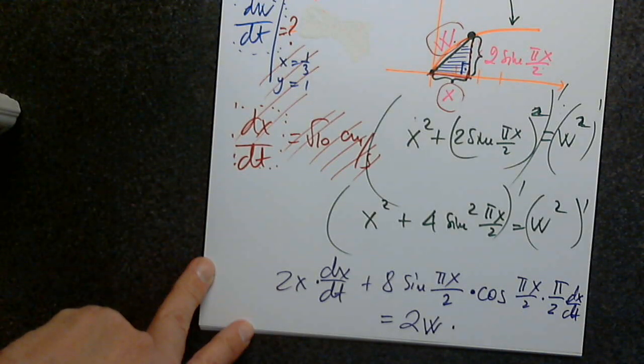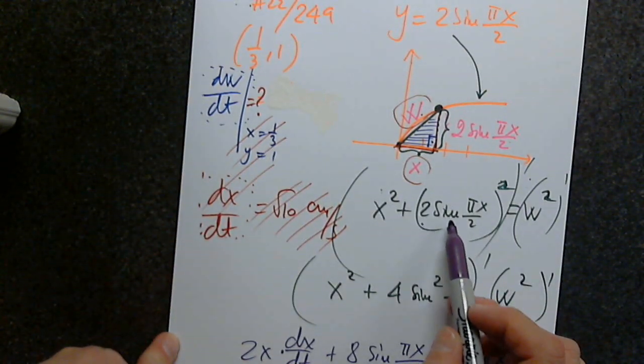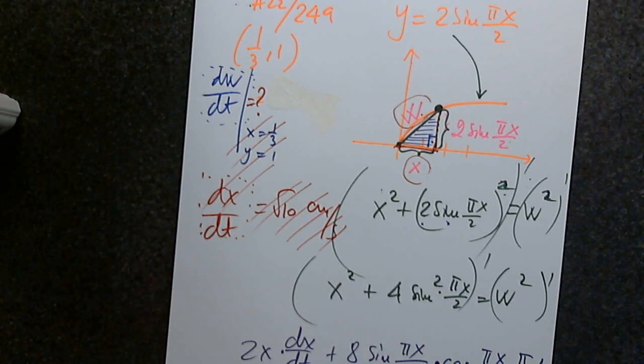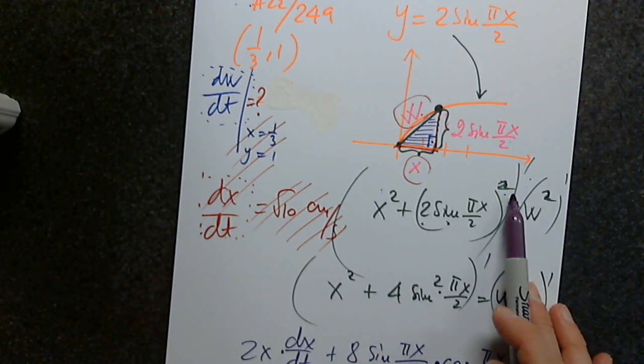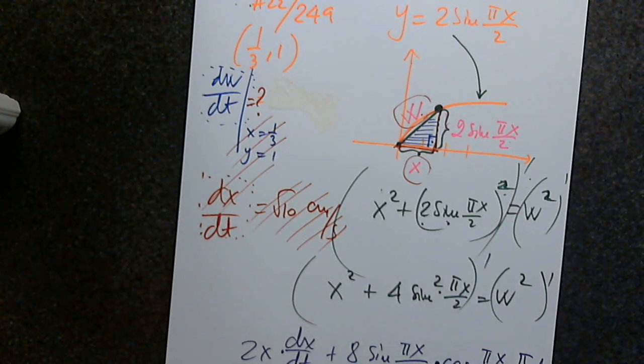Where did the 4 come from? One second, I'll go back. When I square 2 times sine, I have to square 2 to get 4, and I have to square sine to get sine squared. I didn't distribute. I raised 2 sine to the second power. So I got 4 and sine squared.